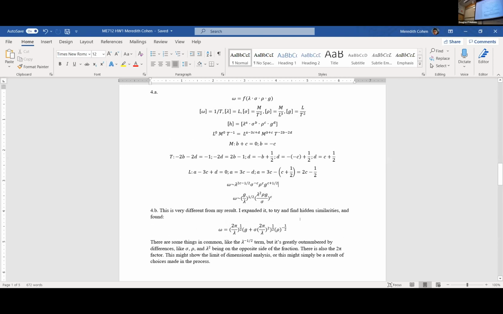So the question you raised about where rho appears in your equation versus theirs: remember that the dimensionless quantity in our unknown function, f of lambda squared rho g over surface tension, we don't know. It could obviously be 1 over that quantity, so appearing in the denominator or numerator is fine. You can't actually tell anything about that dimensionally.